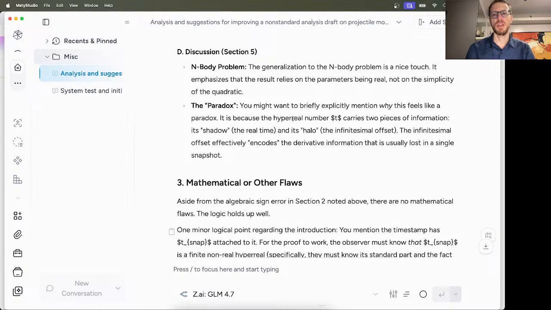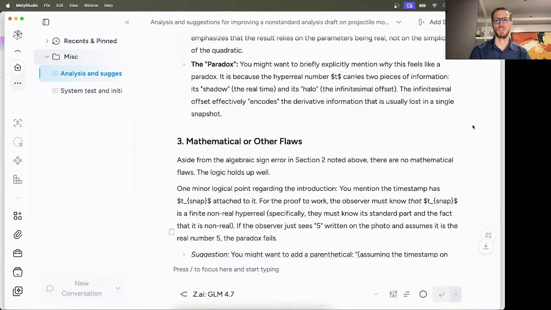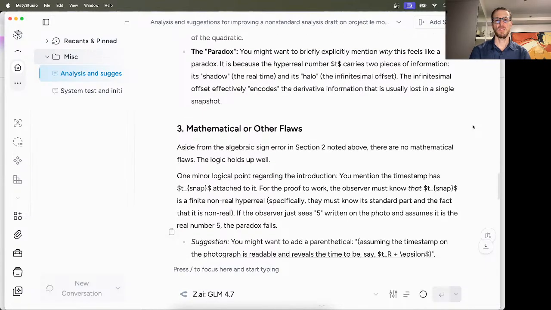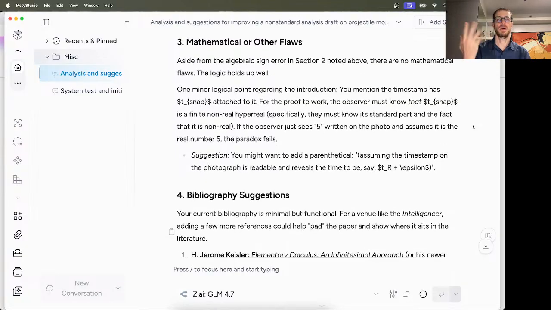The generalization to the n-body problem is a nice touch. It emphasizes that the result relies on the parameters being real, not on the simplicity of the quadratic. The paradox. You might want to briefly explicitly mention why this feels like a paradox. It is because the hyperreal number carries two pieces of information, its shadow, the real time, and its halo, the infinitesimal offset. The infinitesimal offset effectively encodes the derivative information that is usually lost in a single snapshot. Yeah, I don't think I need to mention that.